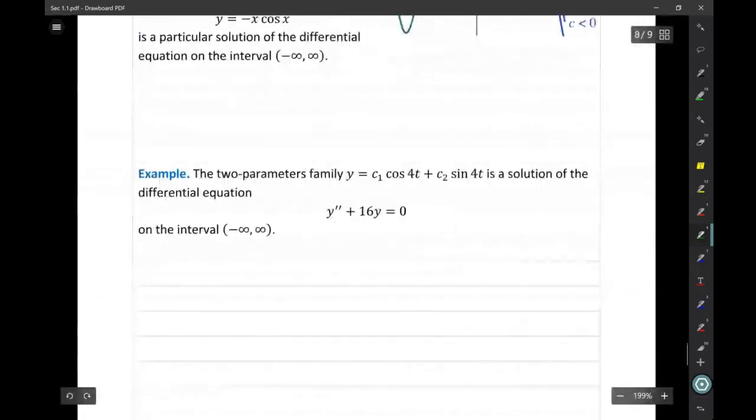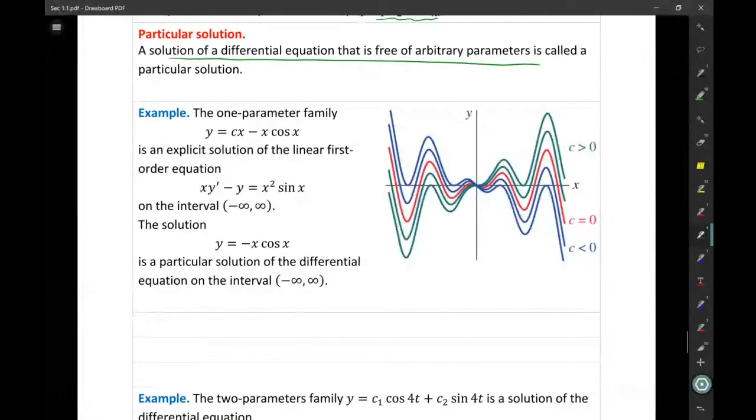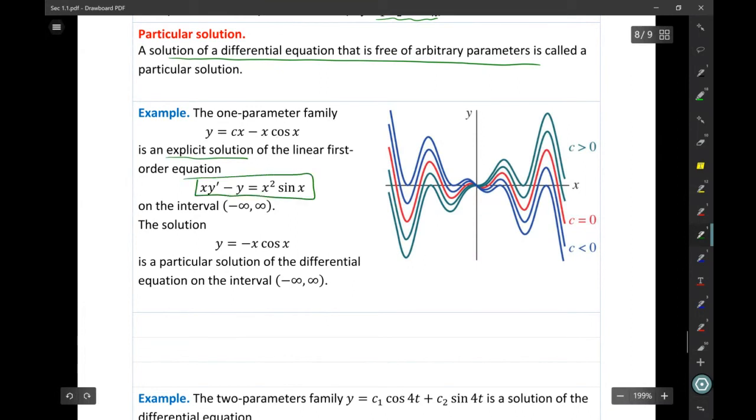Now look at this example here. The one parameter family y is equal to cx minus x cosine x. This is an explicit solution of the linear equation, this equation here.